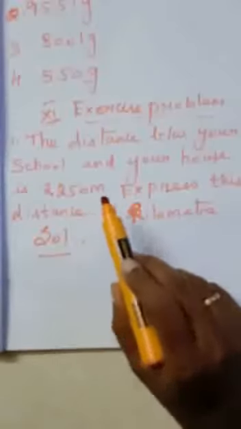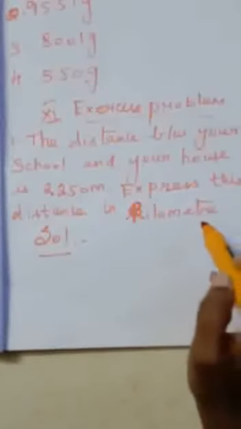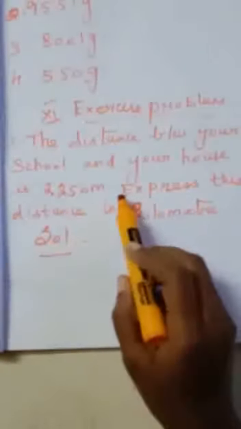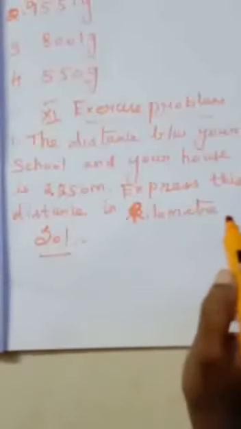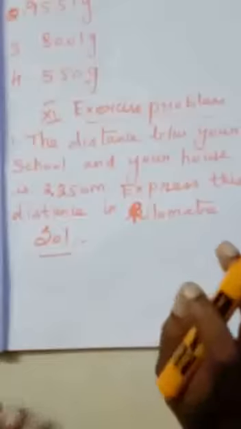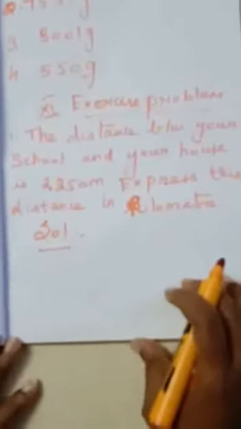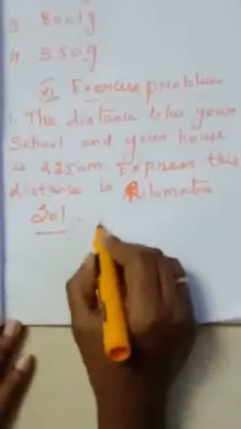2,250 meter. This meter we have to convert into what? Kilometer. This is the distance value which is given in meter. That value has to be converted into what? Kilometer, right? So now the first step for that, what is the given value? Distance is 2,250 meter, right? Now we have to convert this into kilometers.